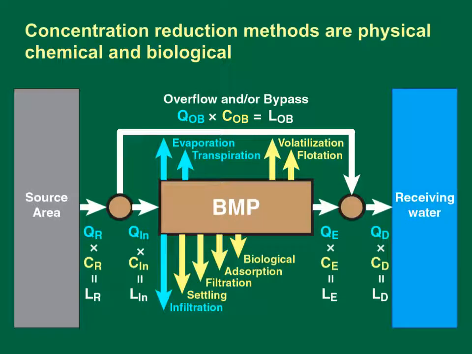Concentration reduction methods are physical, chemical, and biological. This diagram shows a source area on the left, a BMP in the center, an overflow or bypass route above the BMP, and the receiving water on the right. The flow terms are shown in blue and the concentration terms are shown as yellow. The loads are the product of the flows and concentrations. Concentration reduction mechanisms include settling, filtration, adsorption, volatilization, flotation, and various biological mechanisms including uptake, conversion, and degradation.